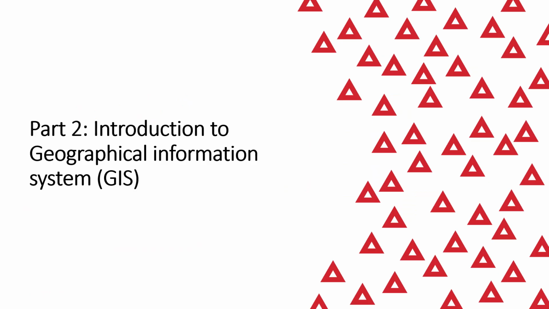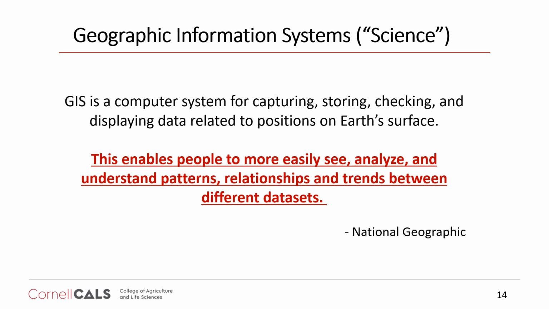In part 2, we'll talk more in detail about how these types of data inputs can be generated and analyzed using geographic information systems. So what exactly is a geographic information system? By definition, GIS is a computer system for capturing, storing, tracking, and displaying data related to positions on Earth's surface. A quote from National Geographic mentions that GIS enables people to more easily see, analyze, and understand patterns, relationships, and trends between different datasets.